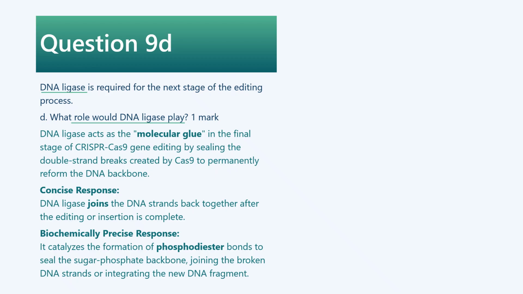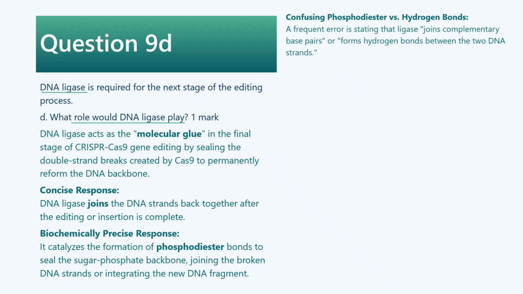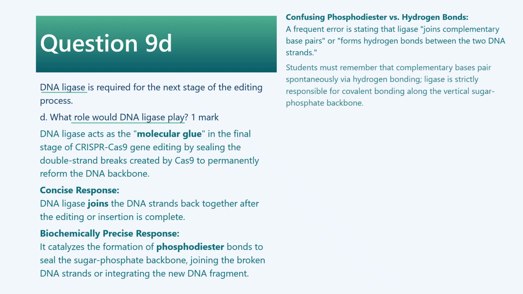Common student pitfalls and teaching tips. When prepping students for questions on DNA ligase, several classic conceptual errors tend to surface under exam conditions. Confusing phosphodiester versus hydrogen bonds: a frequent error is stating that ligase joins complementary base pairs, or forms hydrogen bonds between the 2 DNA strands. Students must remember that complementary bases pair spontaneously via hydrogen bonding. Ligase is strictly responsible for covalent bonding along the vertical sugar phosphate backbone.